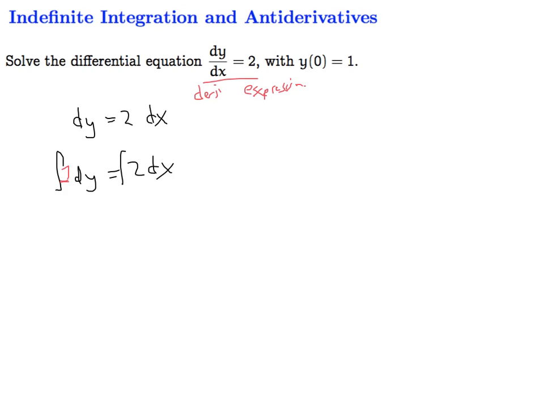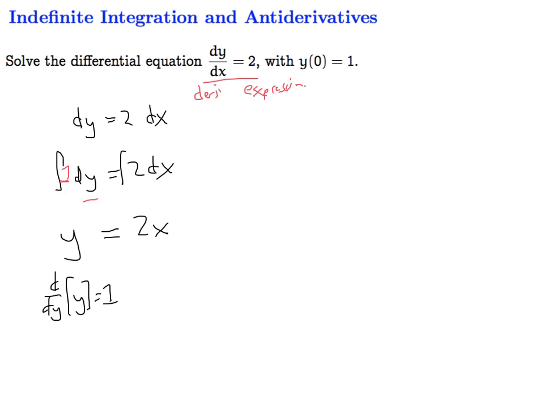And so what this means is I want to find the function, with respect to my variable of integration y, so that when I take its derivative, I get 1. And so on the left-hand side, we're going to end up with just y. And the reason for this is because if we take the derivative with respect to y of y, we get 1 and it matches. On the right side, well, we've done this one before. This is going to be 2x, because when I take the derivative of 2x, I just get 2.